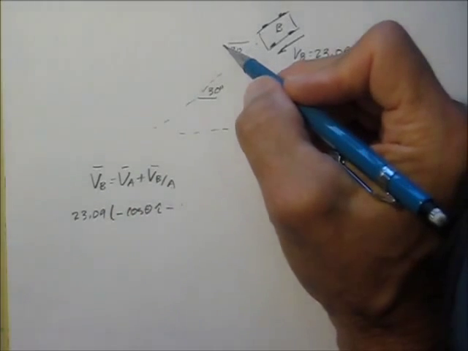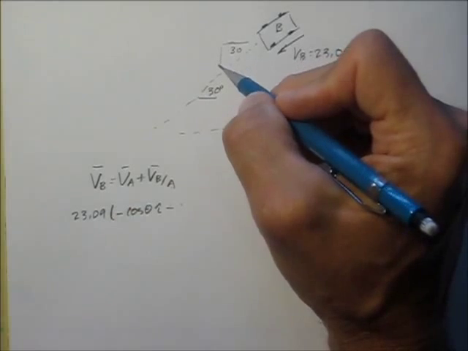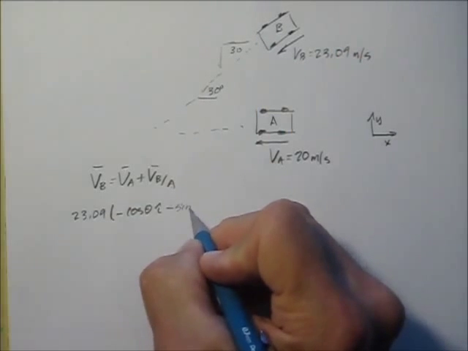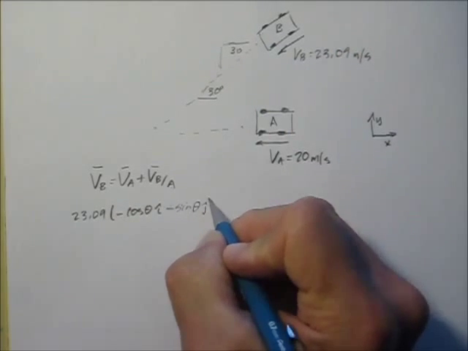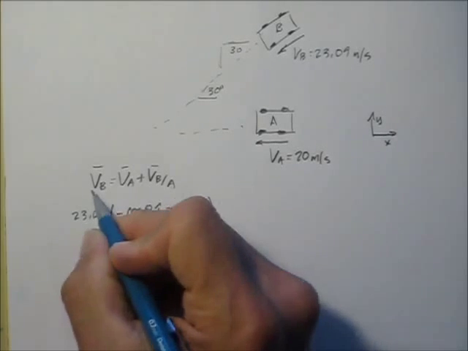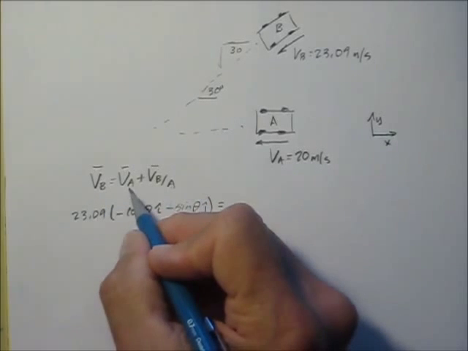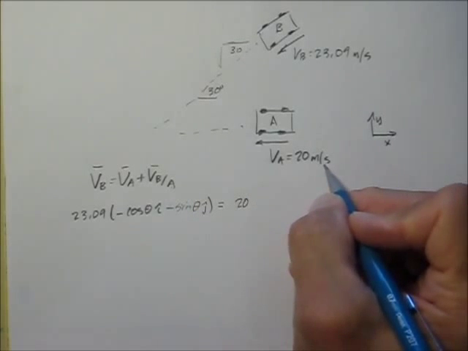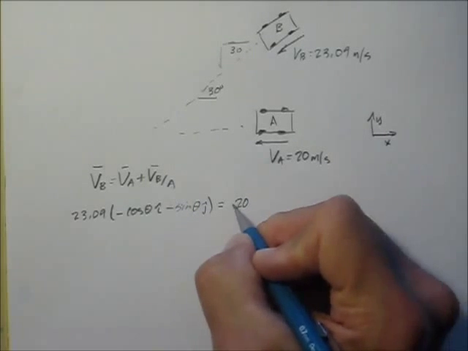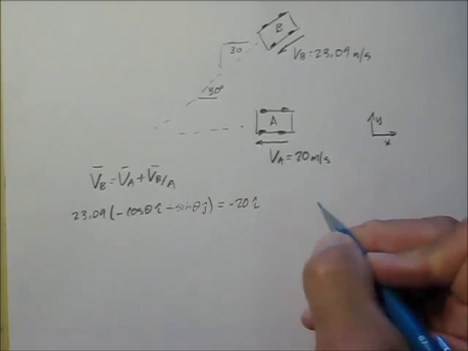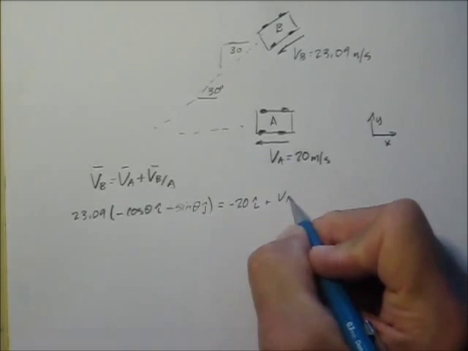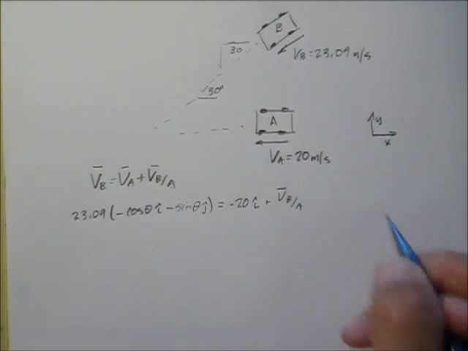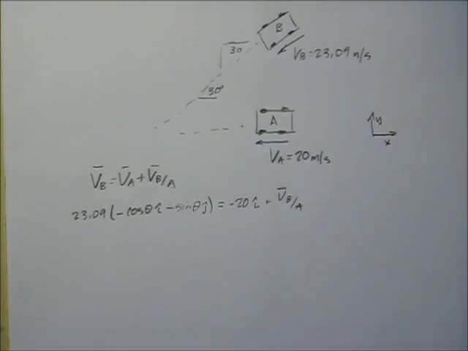In other words, this is the x direction and this is the y direction. So it'd be negative sine theta in the j direction, and that's the only thing I have on that side of the equation. On this side of the equation, I've got the velocity of A, which is equal to 20 meters per second, going in the negative i direction. So that's negative i, plus the velocity of B with respect to A, which is what we're looking for. That's our unknown.